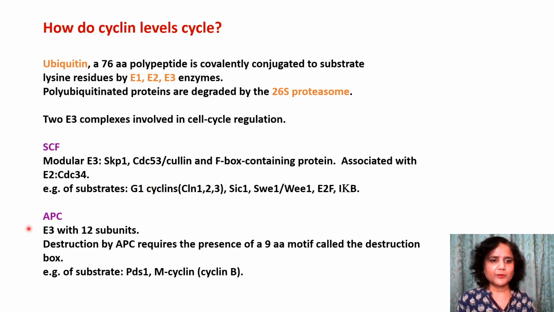APC is another important multi-subunit E3 ligase, and this is an E3 with 12 subunits, and it brings about destruction of particular mitotic substrates, and this requires the presence of a 9 amino acid motif called the destruction box. So examples of APC substrates are a protein known as PDS1, important for the metaphase to anaphase transition, and M cyclin or cyclin B.